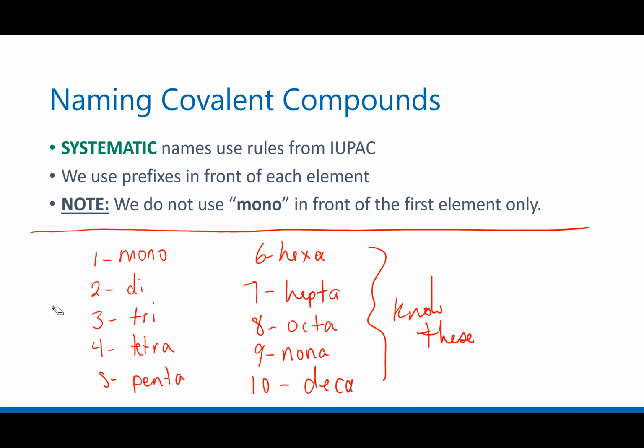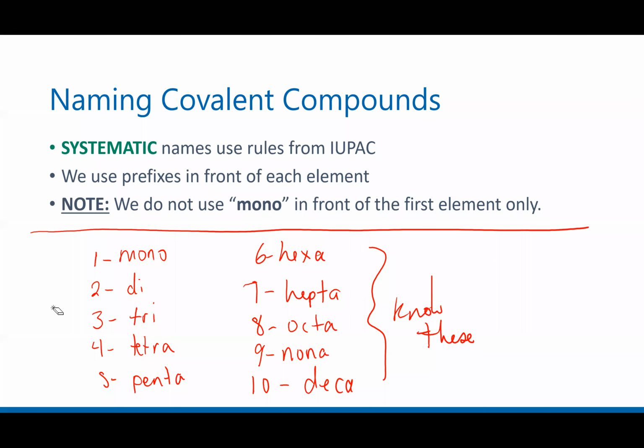So let me read the 10 of them. Some of them are very common sense because they follow mathematical principles. So we have mono being 1, di being 2. Tri, like a triangle, that means 3. Tetra would be 4. Penta, that's another one that makes sense to me. A pentagon in math is a shape with 5 sides. So 5 would be penta.